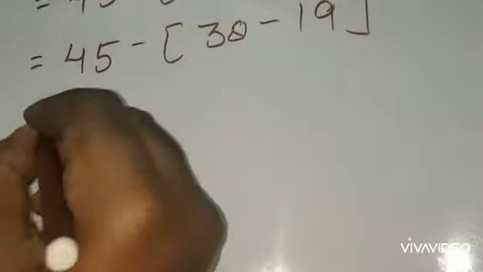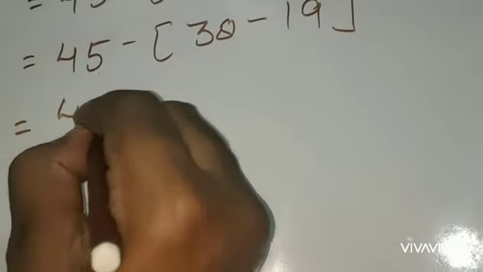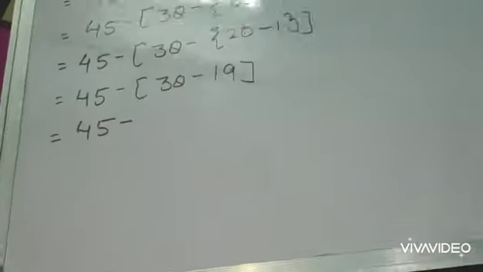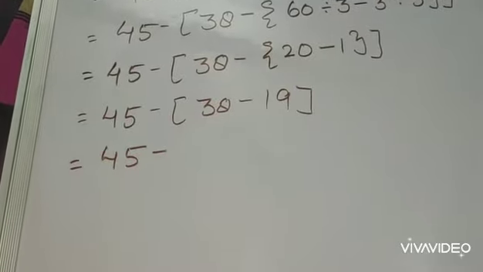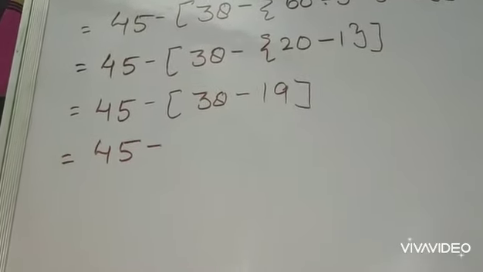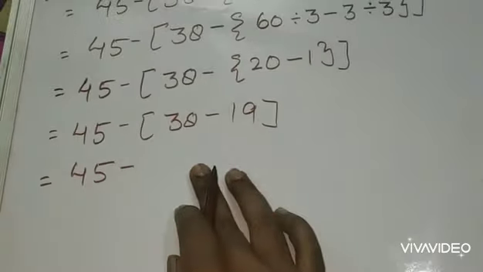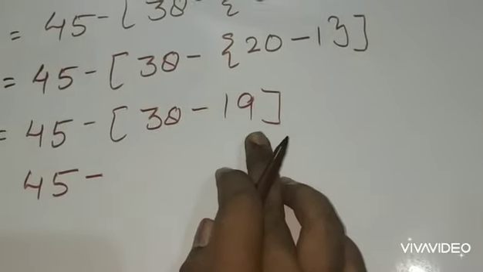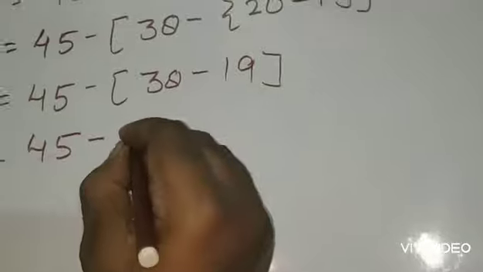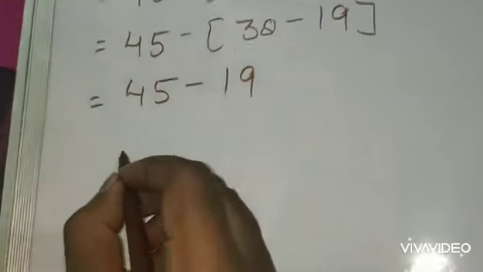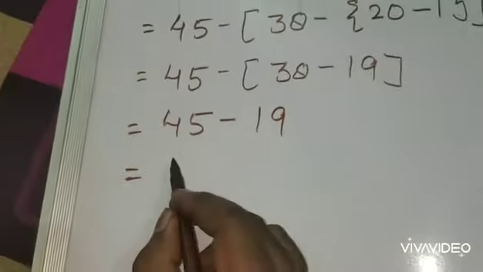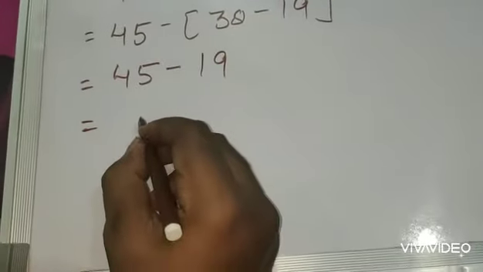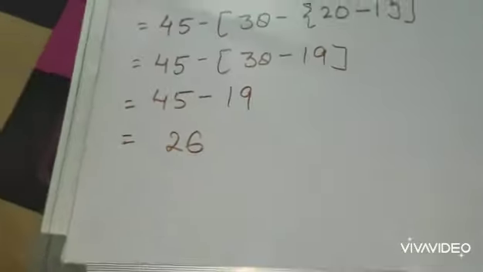Again from here, students, the square bracket will also be removed because I will solve it and remove it. So 38 minus 19 is 19. Now the last one, 45 minus 19 is 26.